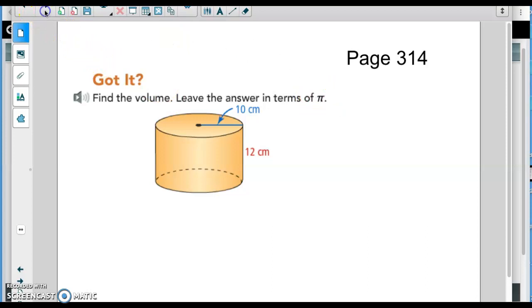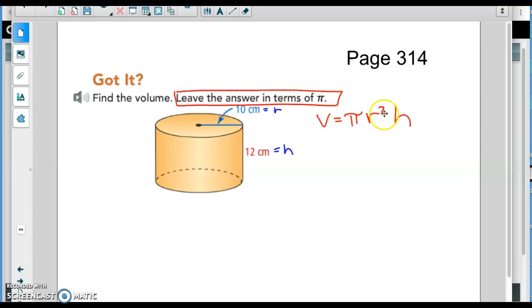Okay, first thing, leave in terms of pi. Next, we want to recall the formula, volume equals pi r squared h. Let's remember that our r is our radius and our h is our height. So when we see r, we're going to use 10. When we see h, we're going to use 12. So this becomes a little bit of mental math because we know what 10 squared is, and we might even be able to do that multiplied by 12. But here we go. So we're going to substitute in 10 squared times 12.